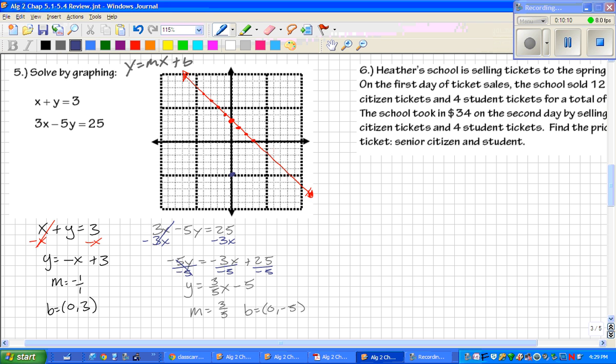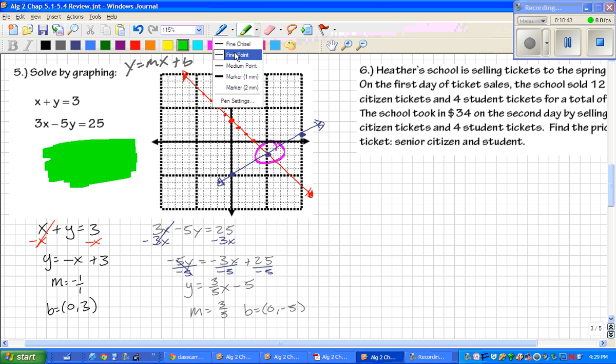So we start at 0, negative 5. We go up 3 over 5, and then right away, we find our spot. And I'm just going to do one more dot to make that look all nice and pretty. And draw the line. Okay, so the point where they intersect is right there. And that is at the point 5, negative 2.